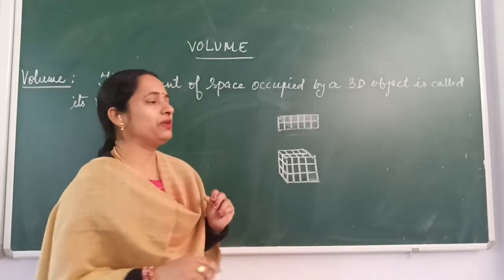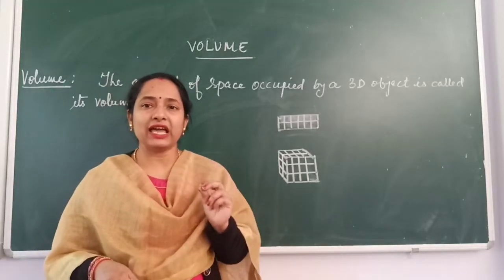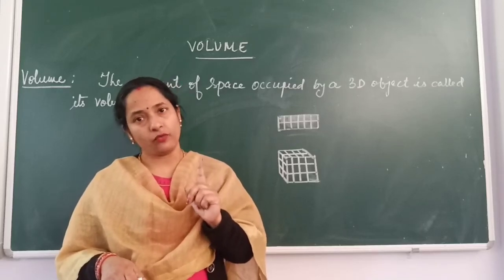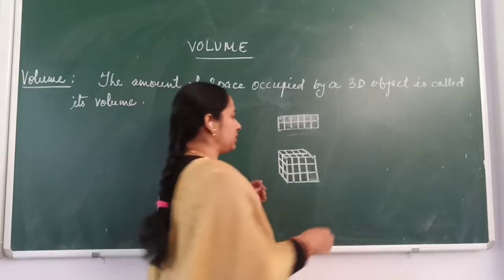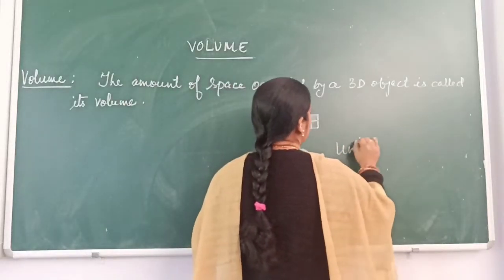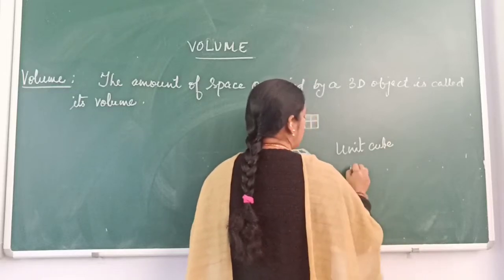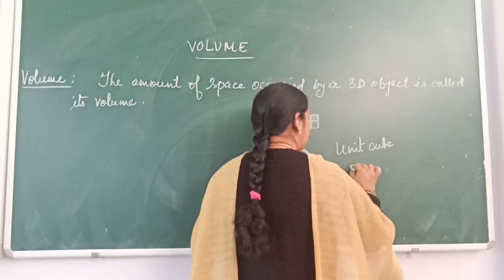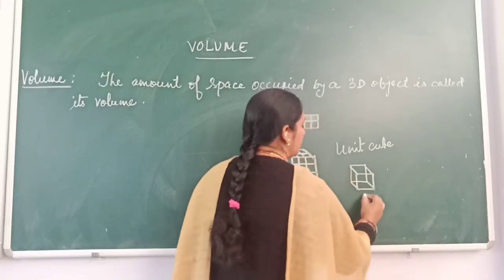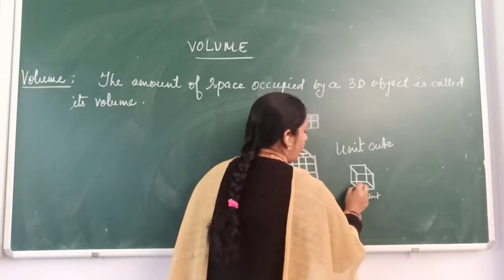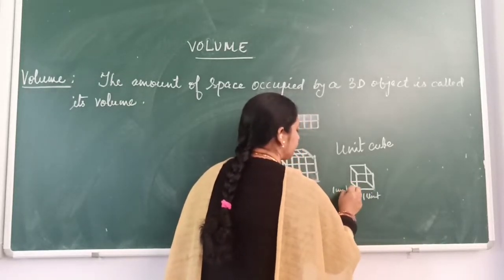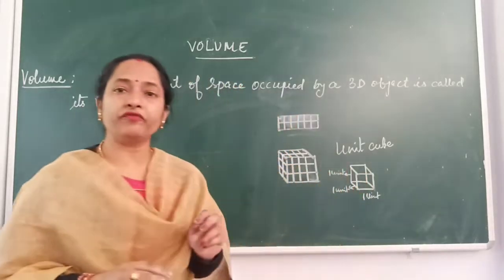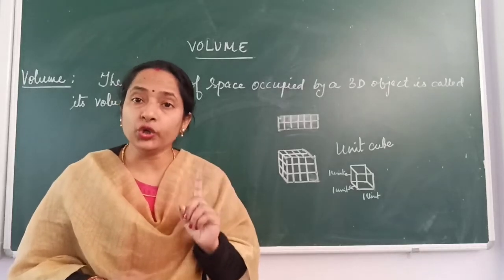So what do you mean by a cube? Cube means the length, breadth and height of that particular cube will be 1 centimeter or 1 unit. So what do you mean by a unit cube? A unit cube means a cube whose length, breadth and height are each 1 unit. Then such a cube will be called a unit cube.